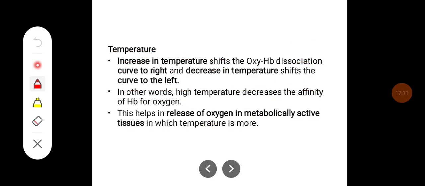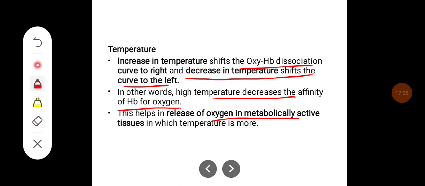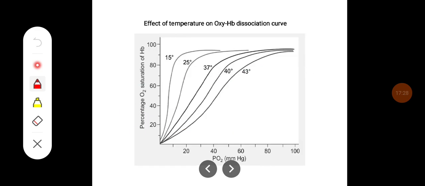Increase in the temperature shifts the oxyhemoglobin dissociation curve to the right, and decrease in temperature shifts the curve to the left. In other words, high temperature decreases the affinity of hemoglobin for oxygen. So this helps in the release of oxygen in metabolically active tissues in which temperature is more. This diagram shows the effect of temperature. This is the normal curve. The increase in the temperature favors the oxygen unloading, and decrease in the temperature favors the loading of oxygen.